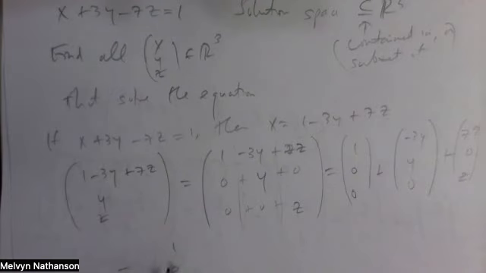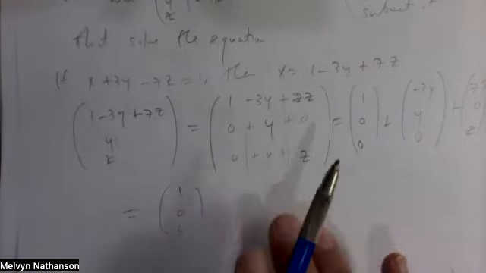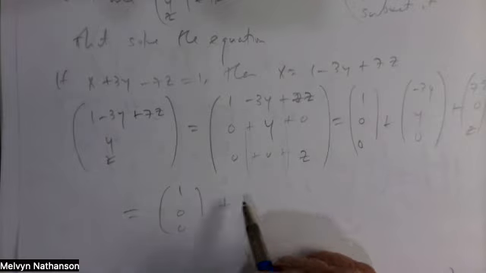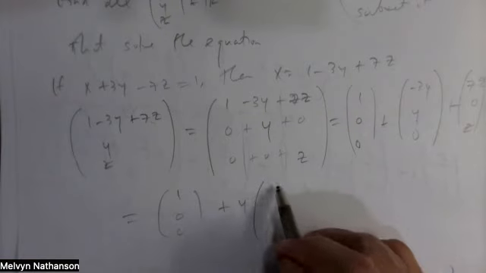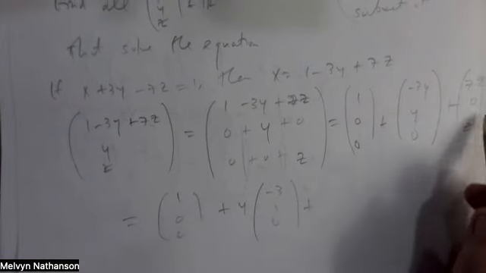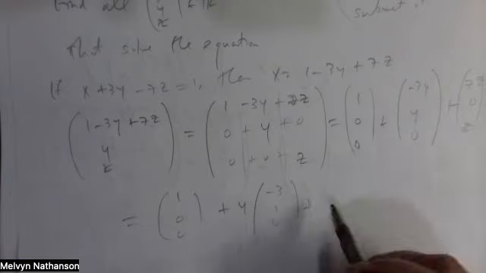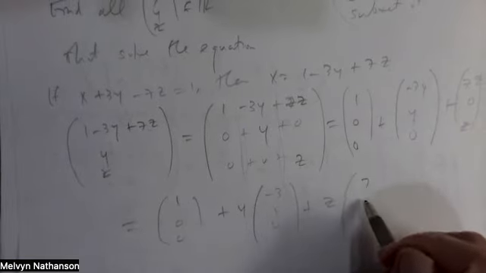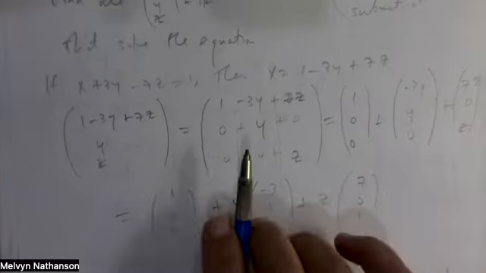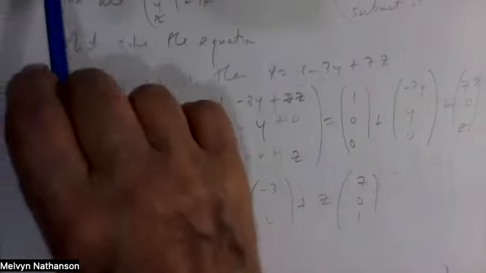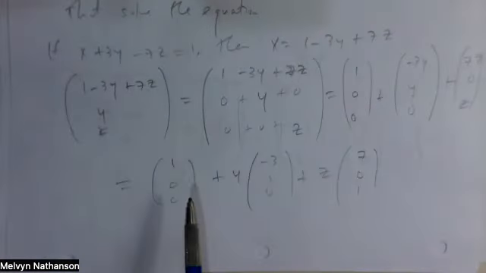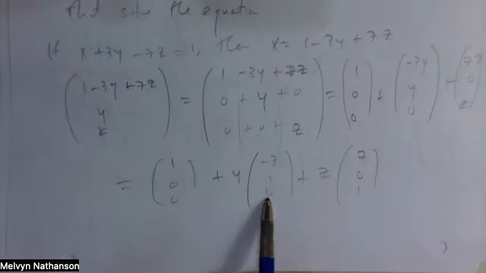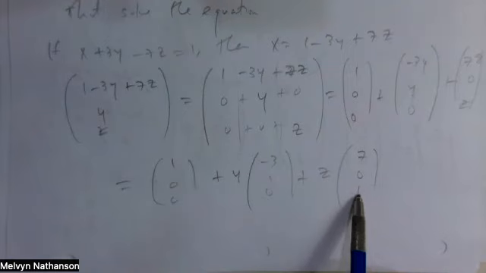And so that's (1, 0, 0). That's a particular solution of the equation. Plus, I can factor the scalar y out of this. This is y times the vector (minus 3, 1, 0). And I can factor the scalar z from this vector. This is z times the vector (7, 0, 1). So every solution of that linear equation is this vector plus a scalar multiple of the second vector and a scalar multiple of this third vector.